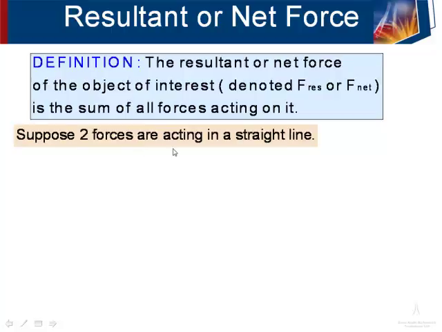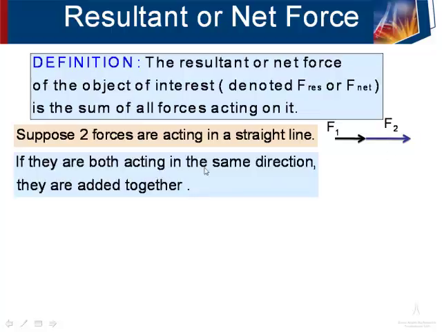Suppose two forces are acting in a straight line, F1 and F2, both in the forward direction. If they are both acting in the same direction, they are added together. So your F_res or your F_net will be equal to F1 plus F2. They're in the same direction. And then we would have a resultant force of the sum of F1 and F2.